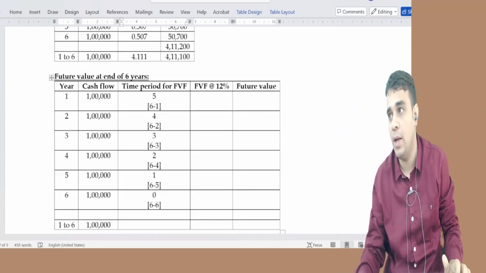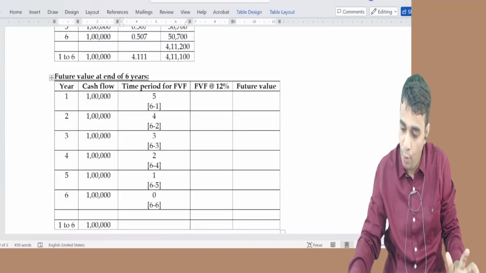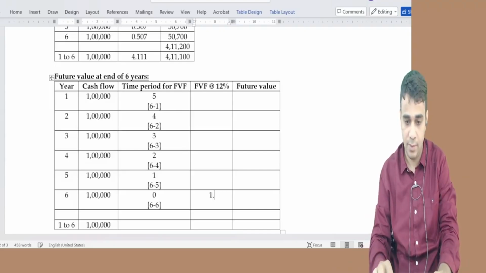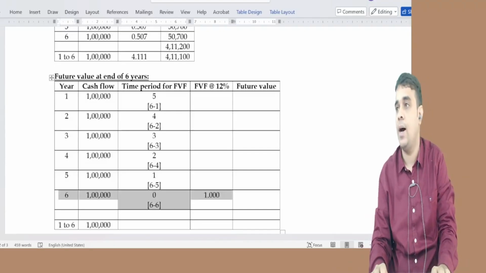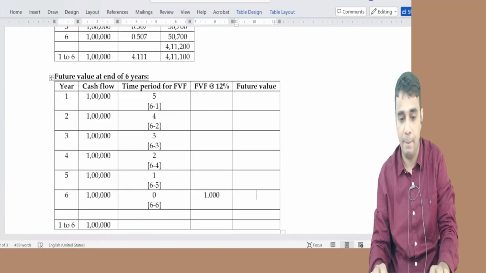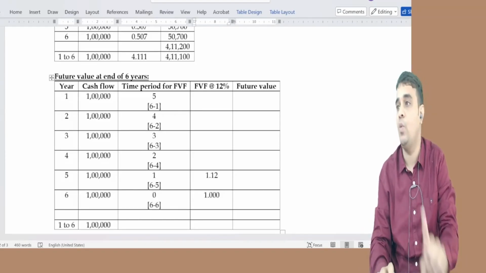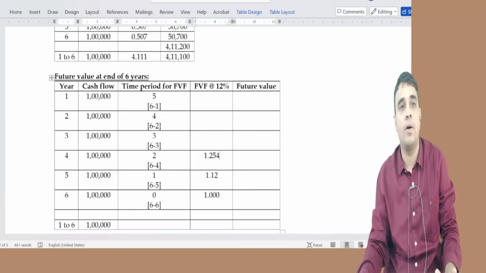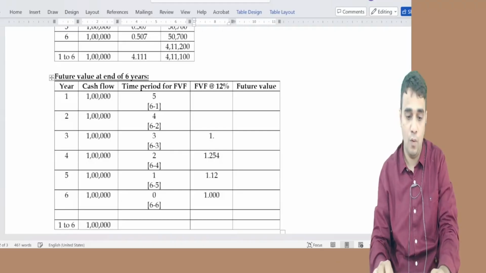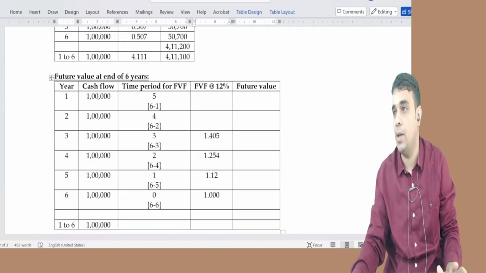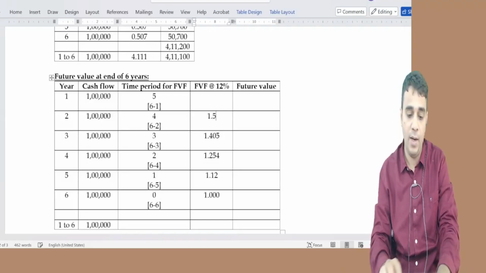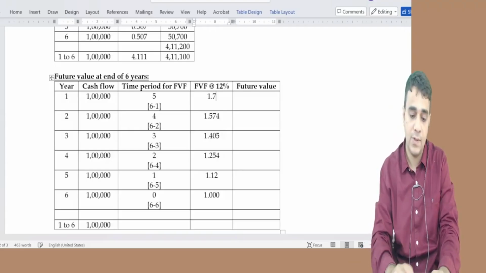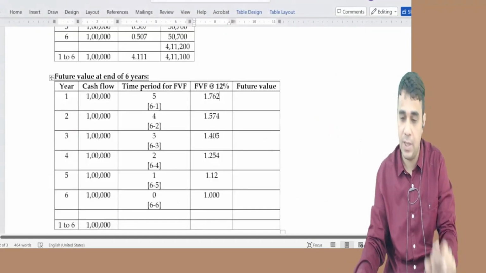In the calculator, 1.12 into 1. Listen, last year no compounding. Prior years 1.12, 1 year compounding equal to 1.12, 2-year compounding equal to 1.254, 3-year compounding equal to 1.405, 4-year compounding equal to 1.574, 5-year compounding equal to 1.762.